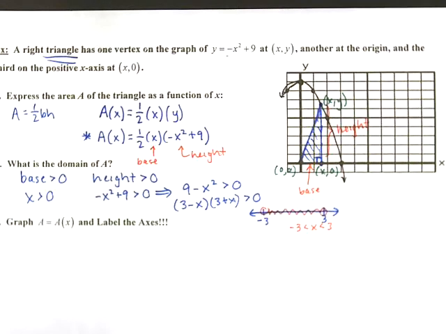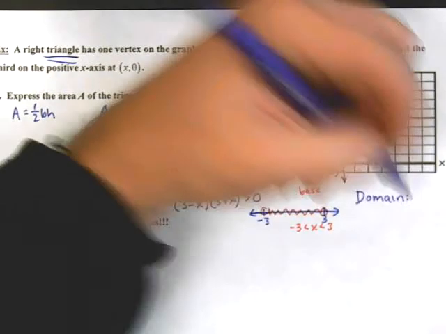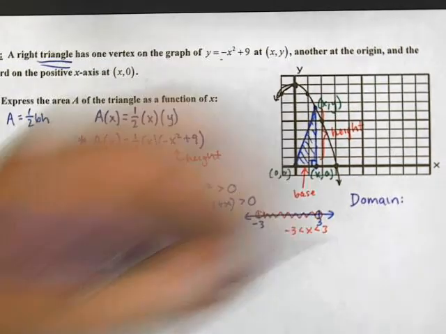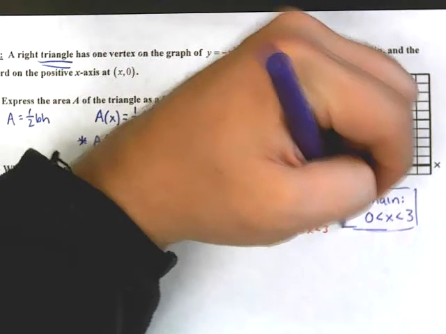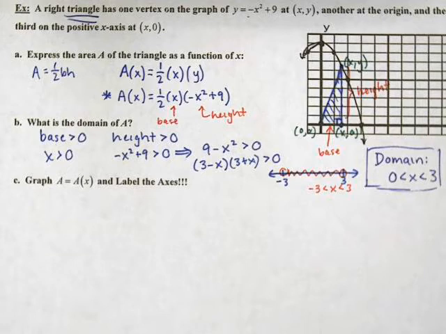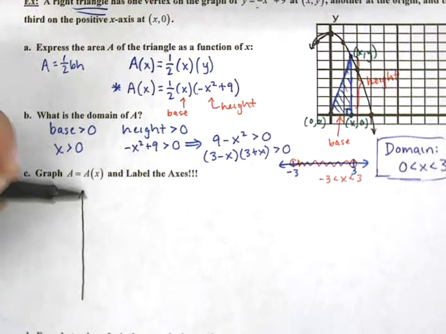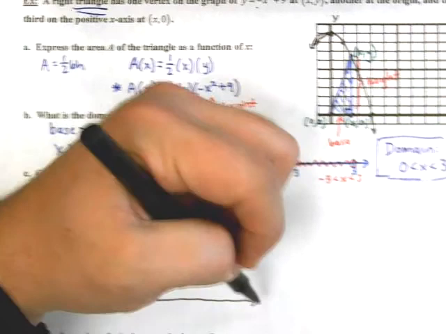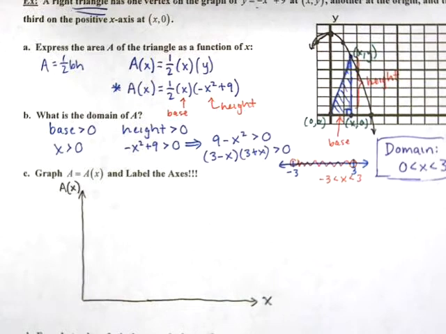However, for the final domain, you need to incorporate both of these concepts. Domain: I know that x has to be greater than 0. I know that x has to be less than 3. So 0 is less than x is less than 3. Okay? Moving right along, we graph this. We remember base can't ever be negative, so I only care about quadrant 1. This is all my x values. This is going to be my A of x.